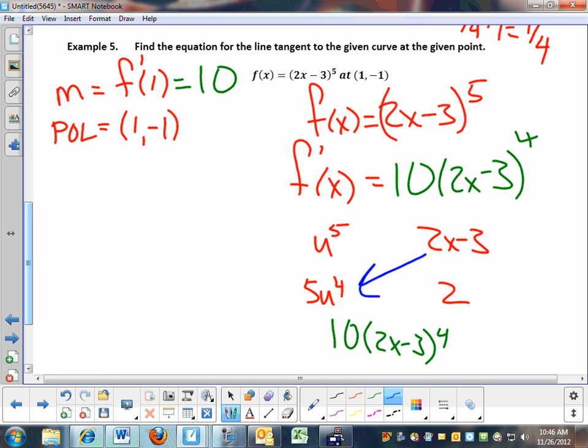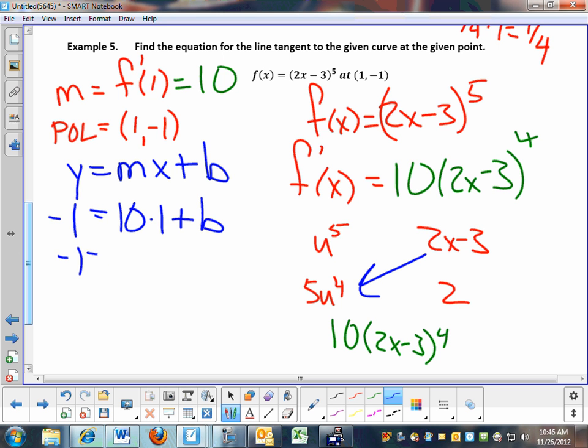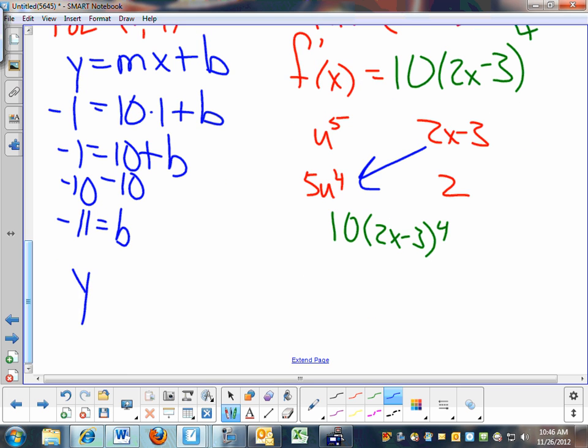I need to write an equation for a line. Y equals mx plus b. Our final answer, y equals. That's the equation for the line tangent at that given point.